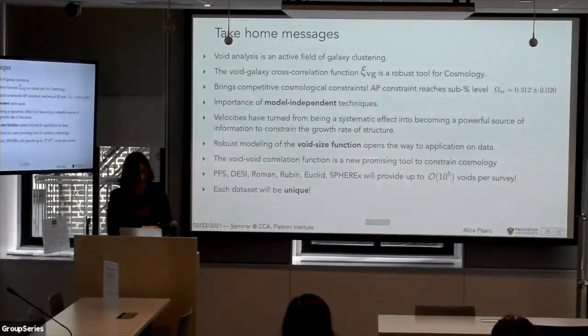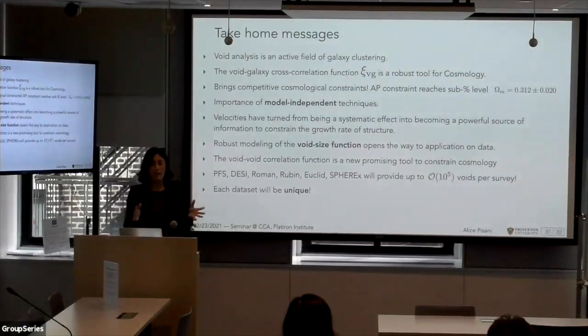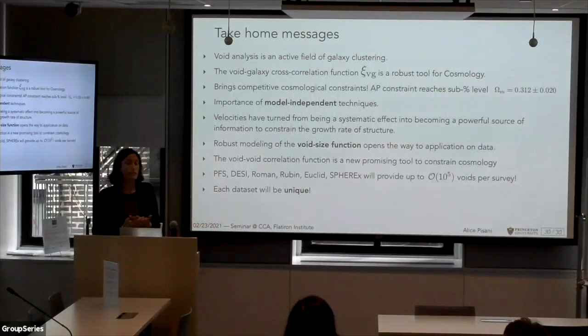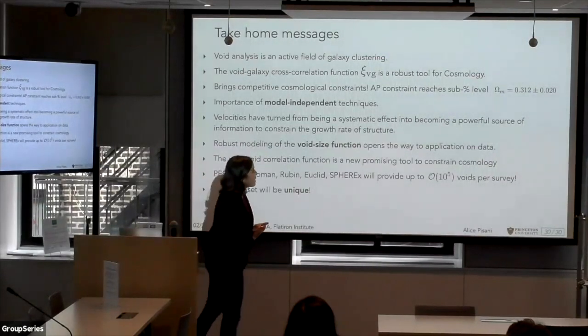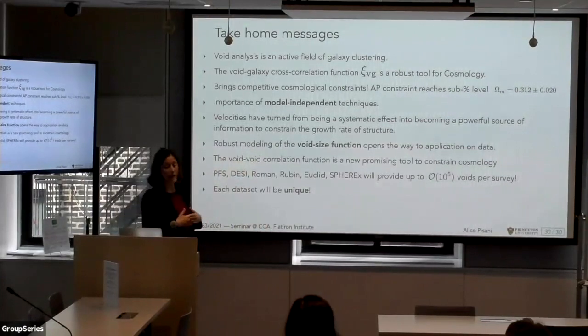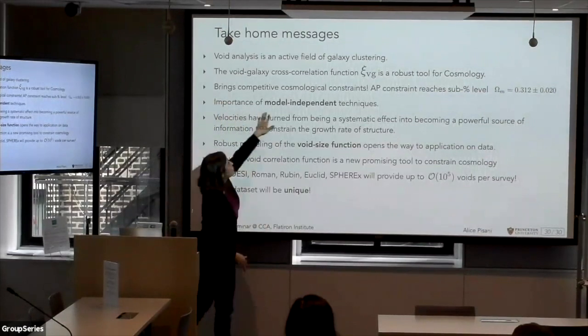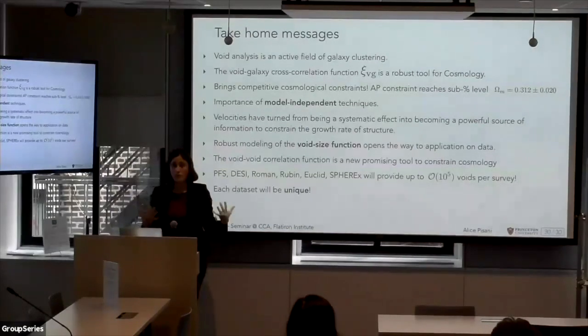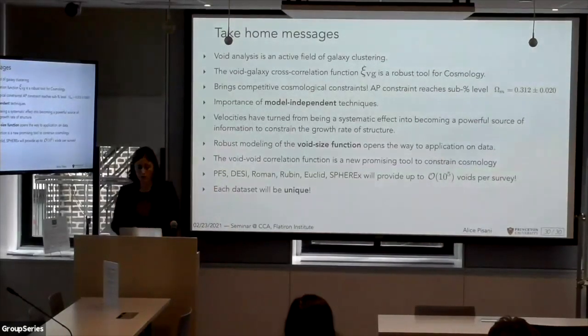So my take-home messages today are: void analysis is really an active field of galaxy clustering. The void-galaxy cross-correlation function is a robust tool that we can use for cosmology, and that already brings competitive cosmological constraints. We have a measurement of the Alcock-Paczynski constraint that reaches the 2% level, and this is really amazing. And we also have to be aware of how important model-independent techniques are, because we can be pretty sensitive to the features of simulations if we rely on those for modeling.